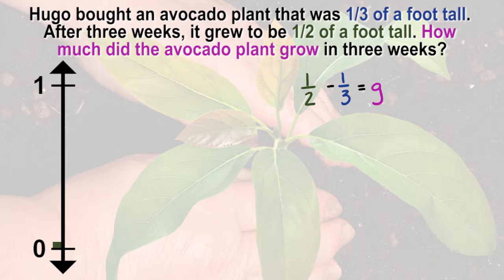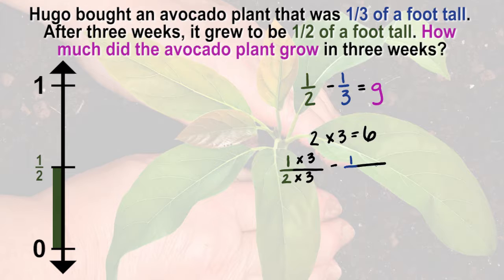On the number line, draw up to the 1/2 mark. This represents the total height of the plant. The problem states to subtract 1/3. The 1/2 and 1/3 do not have common denominators. Let's multiply the denominators together to get a common denominator. 2 times 3 equals 6. The common denominator will be 6. Multiply the 1/2 by 3 and the 1/3 by 2. The new equivalent equation is 3/6 minus 2/6 equals g.